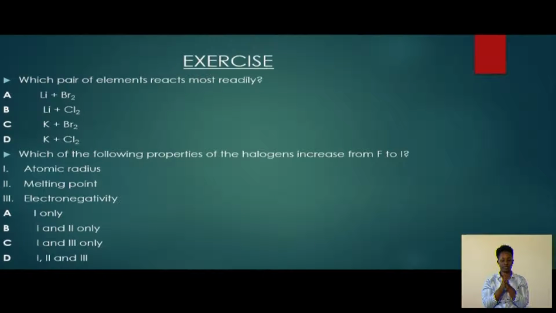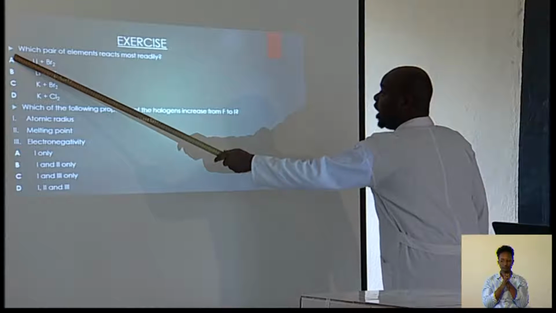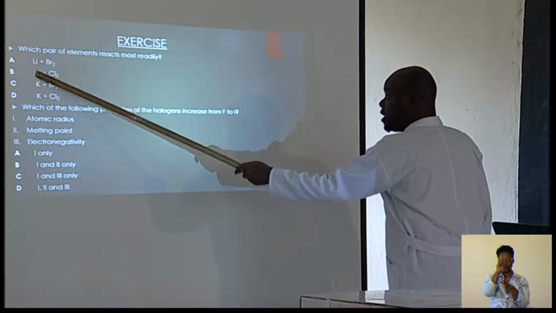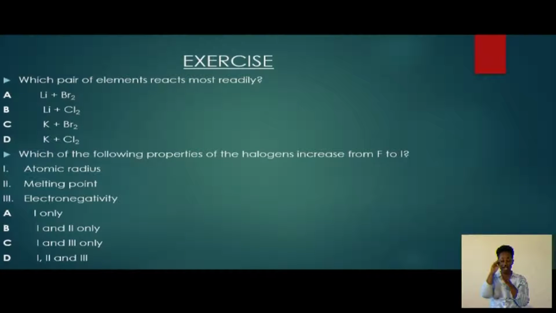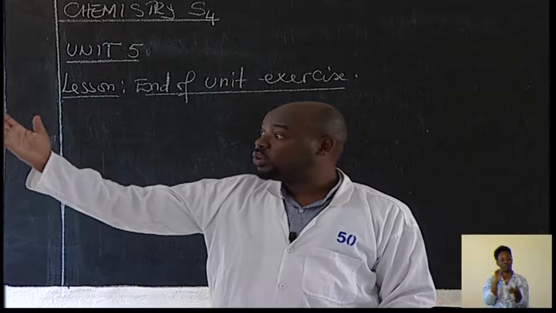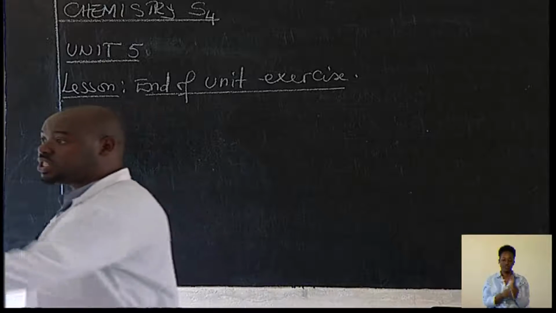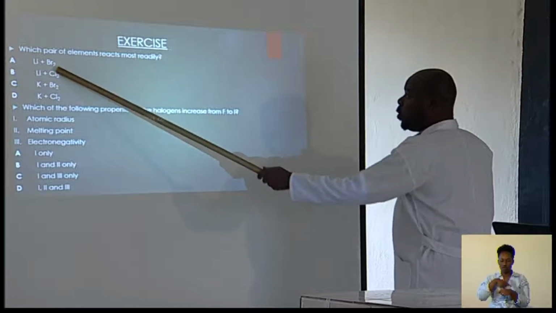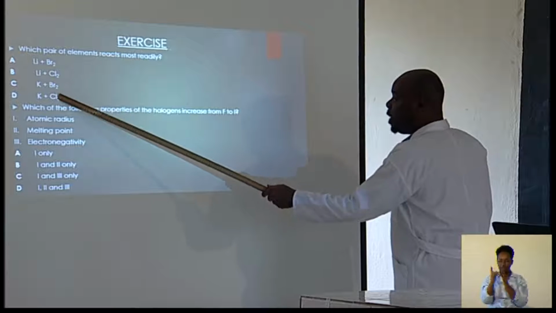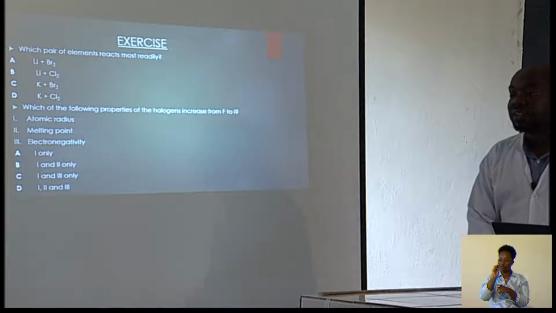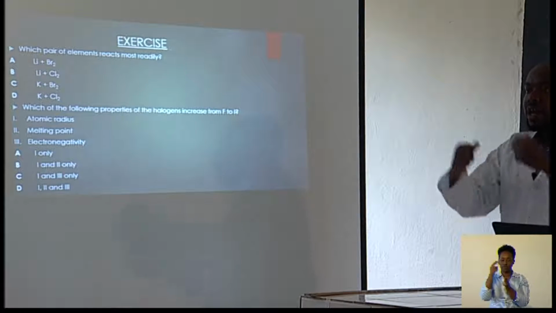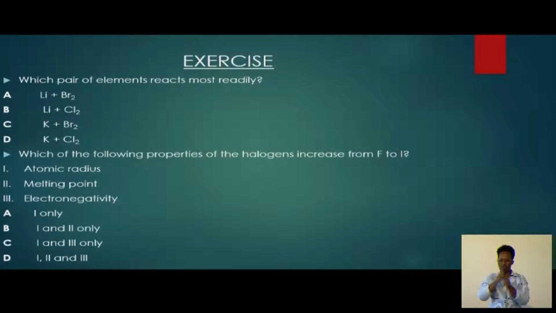And so suggestions A and B, which contain lithium, they are wrong. They can't be the one of those ones which will react most readily. So we choose from C and D. Now we have to check between bromine and chlorine which one has the higher ability of gaining.